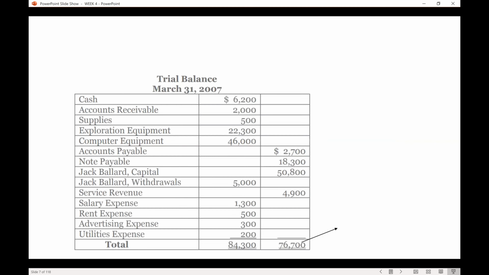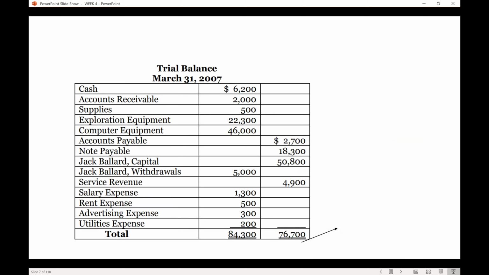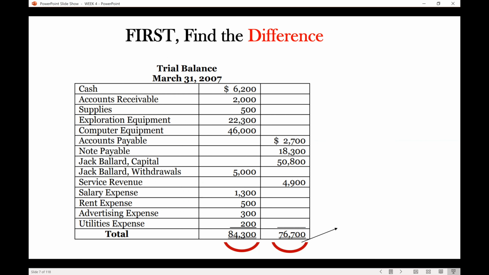So as we note, we have the trial balance, and this is the place that we're starting. The first thing that we need to do is to find the difference. Find the difference of what? Remember, in your trial balance, you have a debit side and a credit side. Because we know it's not balanced, we need to find that difference. The difference here, by subtracting 76,700 on the credit side from the 84,300 on the debit side, gives us $7,600, right? So that is our difference.